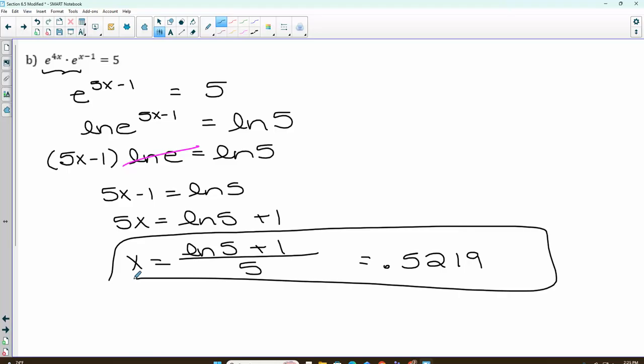So our strategy is to add a log to each side, but we have to simplify it first. If we have multiple terms or things being combined, we need to do that first. I want to do one more exponential one.